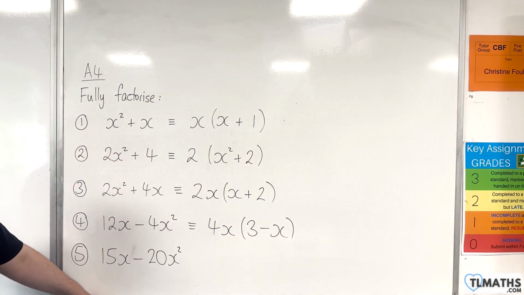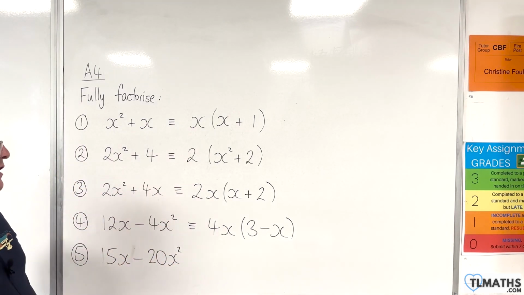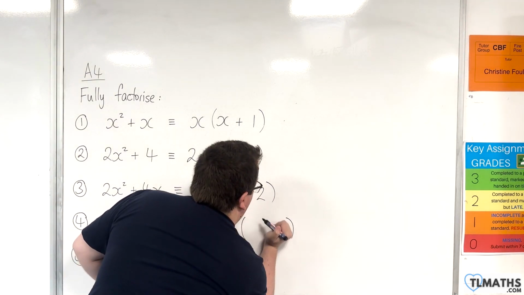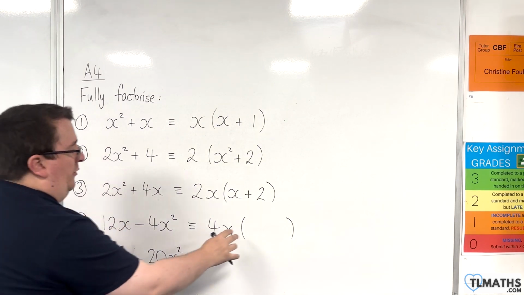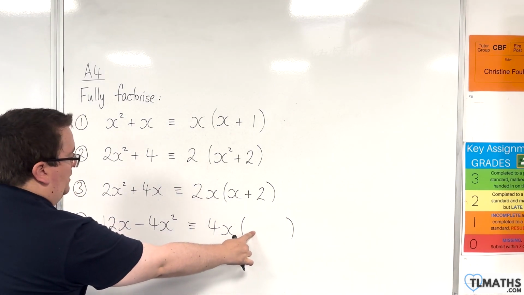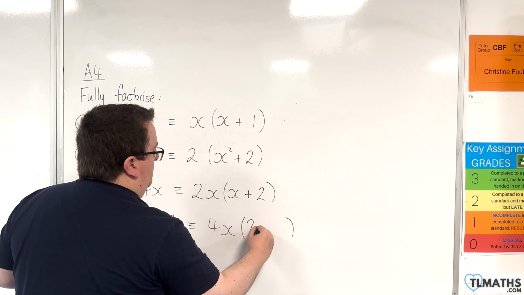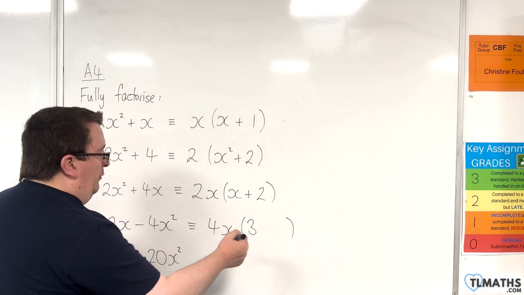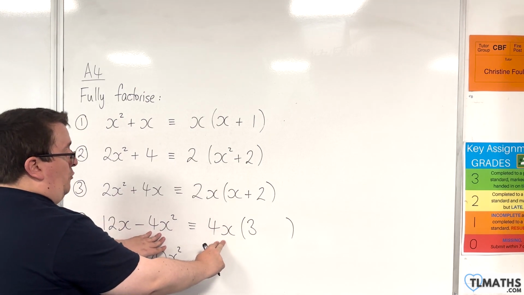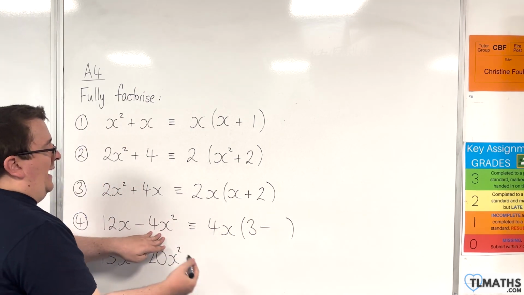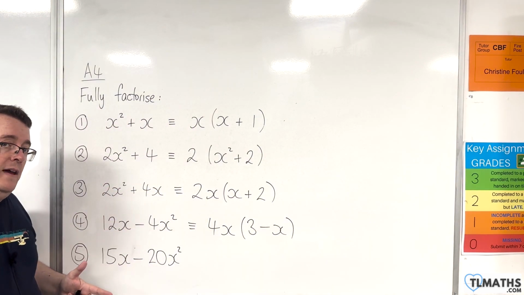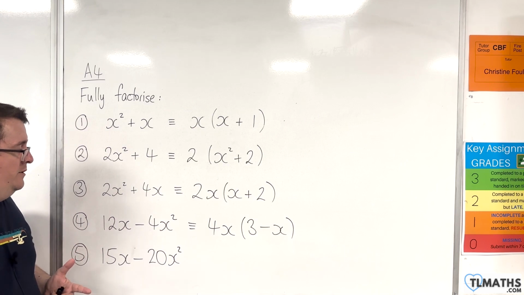Okay. Again, if you're not so happy with the division, it does take a little bit of practice. You might be happier thinking about it from this point of view of saying, well, what do I need to multiply 4x by to make 12x? Well, that would be 3. 3 lots of 4x makes 12x. And then what would I need to multiply the 4x by to make minus 4x squared? It would have to be minus, and I need an x squared, so it has to be an x. So you can think about it that way as well, if you're more inclined.